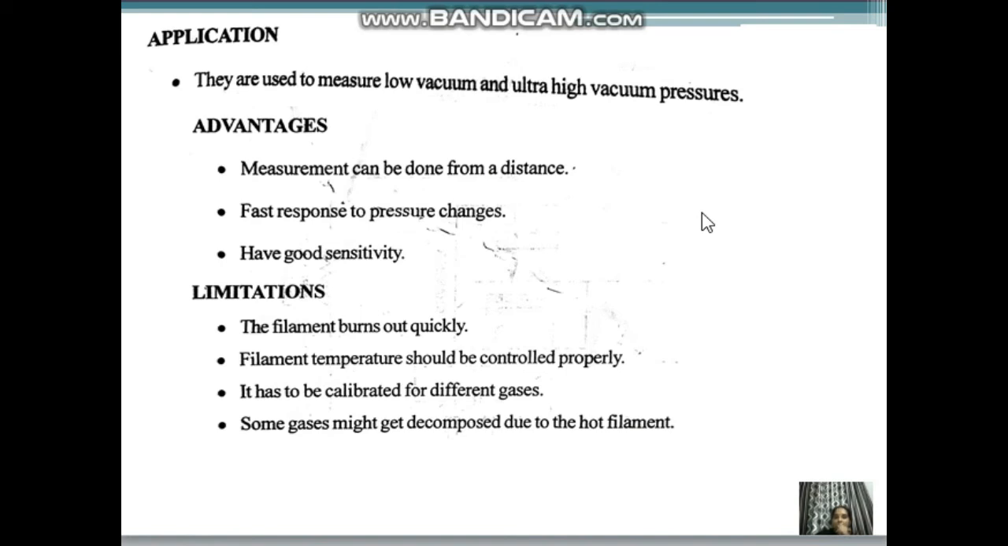So measurement can be done from a distance, with fast response to pressure changes and good sensitivity. But the limitations are: the filament burns out quickly, so filament temperature should be controlled properly, and it also has to be calibrated for different gases. Some gases might get decomposed due to the hot filament.